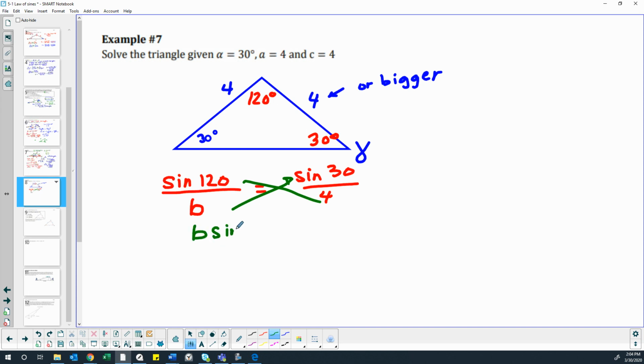I'm actually going to write out my cross multiplying really fast. I don't need to write sine twice. So sine 30 equals 4 sine 120. So then we're going to just divide. So B equals 4 sine 120 divided by sine 30.